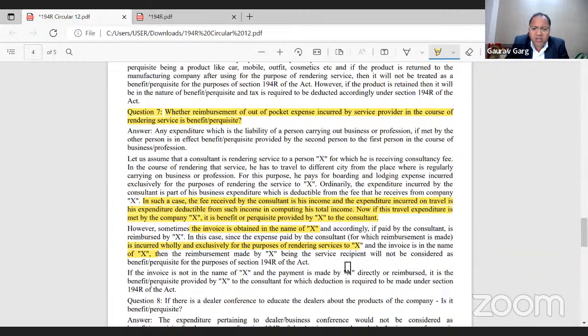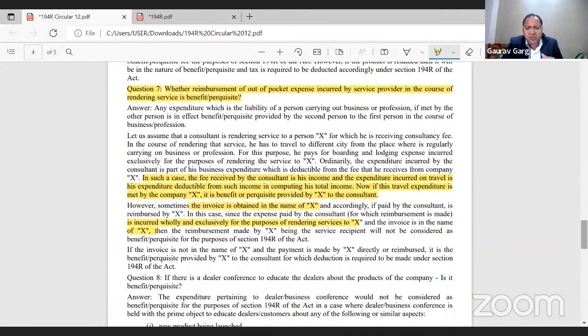But if the invoice is in the name of the consultant and the client is reimbursing a certain portion of the invoice as a travel expenditure or a boarding and lodging expenditure, then certainly there is TDS. So what practically consultants can do is ask their client to book tickets and hotels, to get out of this TDS position. But if they are themselves incurring, I think then TDS would be applicable.